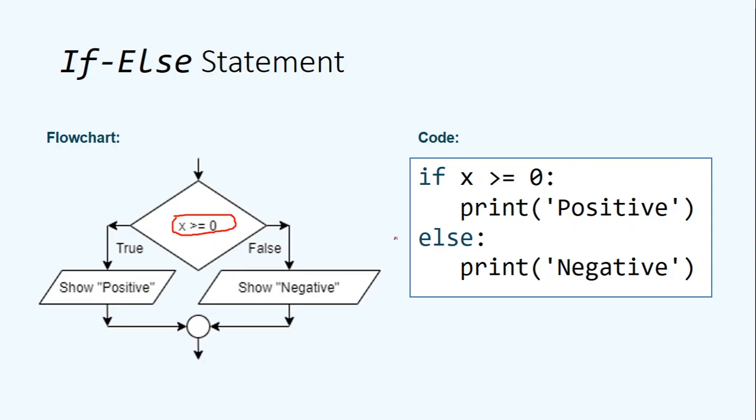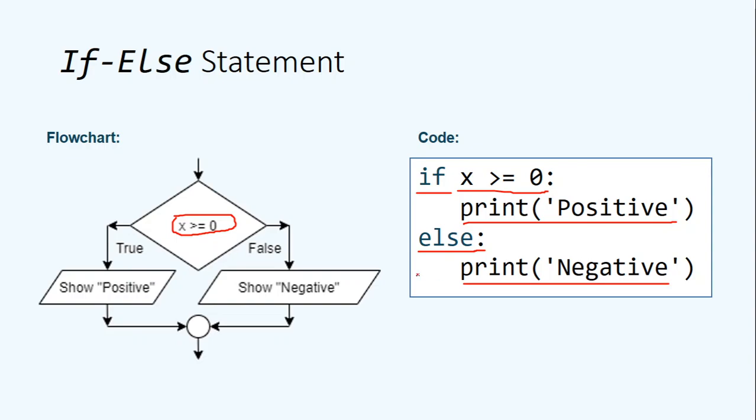What is the corresponding Python code for this? Well, you can see on the right hand side as shown in this code box. We have an if keyword followed by the condition. So this is similar to the if statement we saw in the previous video. And we print positive when the condition is true, when x is truly more than or equal to 0. Otherwise, we represent it as else, and hence you can see in this clause else followed by the colon character, and then we just print negative.